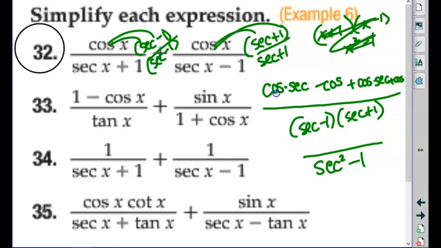So up top, I have a secant times cosine. What is secant? 1 over cosine. So what is cosine times 1 over cosine going to become? 1. Back here, I have another one of those. And then I had a minus cosine plus cosine, which is going to become 0. So I have a 1 plus a 1, which is a 2. What's a secant squared minus 1? Secant squared minus 1 is a tangent squared.